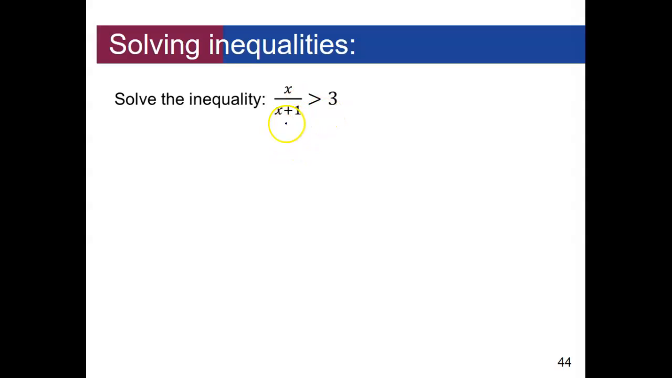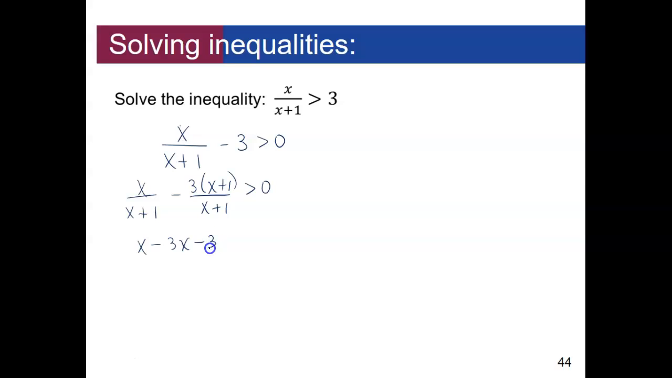Okay, looking at this next one, we're going to proceed in the same way here. We need to get everything pulled over so it is compared to 0. So we need to also get a common denominator. So x plus 1 would be the common denominator. So we'll have to multiply this by x plus 1 over x plus 1. And then we're going to have x minus 3x minus 3. And then that's going to be over x plus 1. So we'll have negative 2x minus 3 over x plus 1.